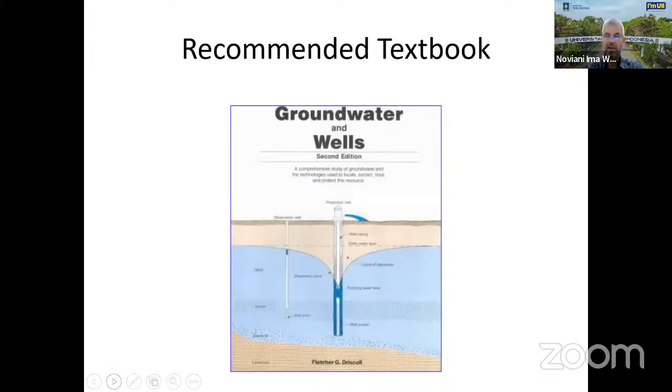Yesterday, I recommended a textbook that was specific to hydrology. Today, I have another textbook I recommend, and this is called Groundwater and Wells, and it's very specific to hydraulic testing, pump testing, and I would highly recommend it if you can find it. It's a very, very good book that helps you better understand about hydraulic testing.